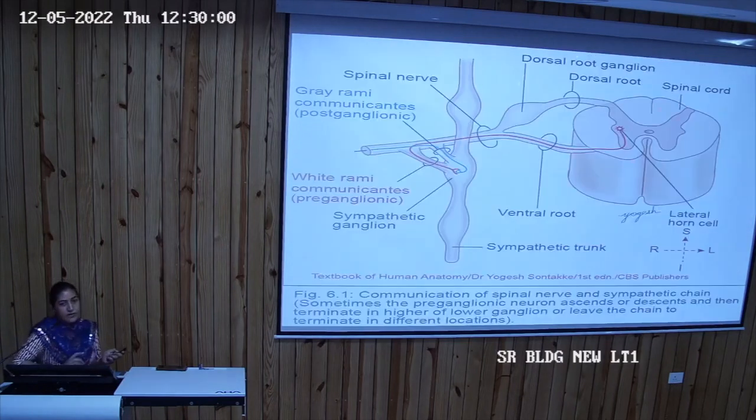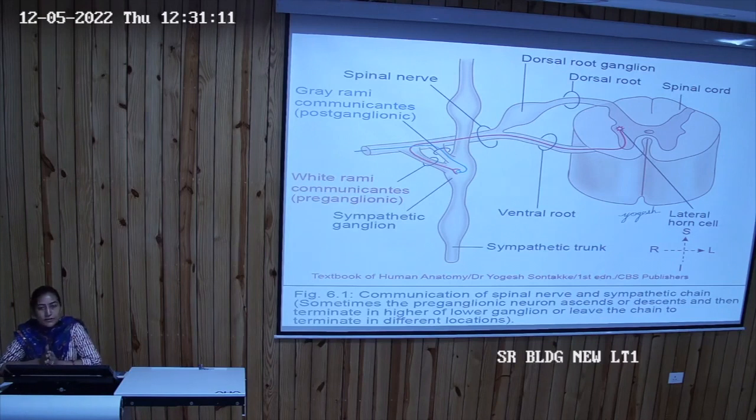We have already discussed this picture with you. Can anybody explain it? It was discussed in general anatomy. Can anyone tell me a little? No? What is this picture showing? A section of a spinal cord. At which level? The whole of the spinal cord looks like this. T1 to T12, or T1 to L2.